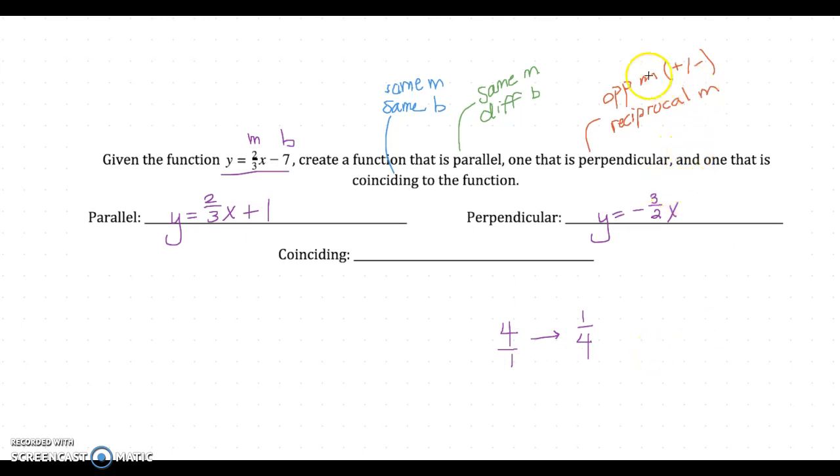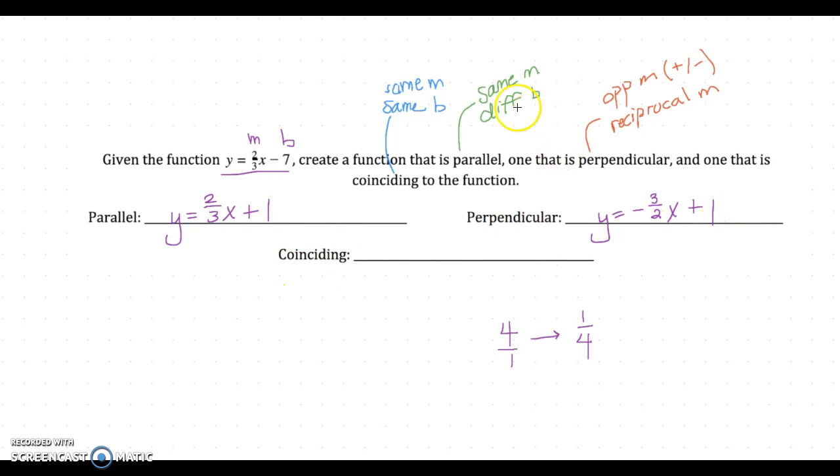For perpendicular lines, we don't have to have anything about the b. You can do the same number or a different number, that is totally up to you. I usually stick with whatever I use for parallel, so I'm going to do plus 1 over here. But again, for perpendicular, the b doesn't matter.